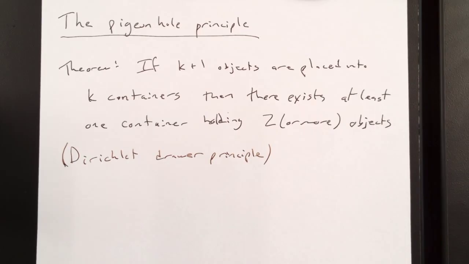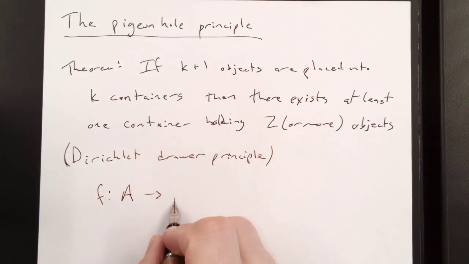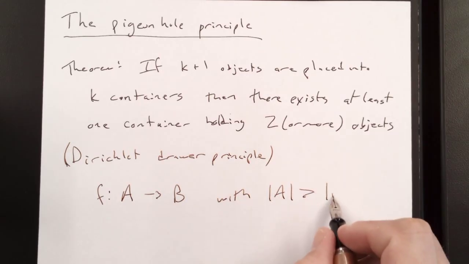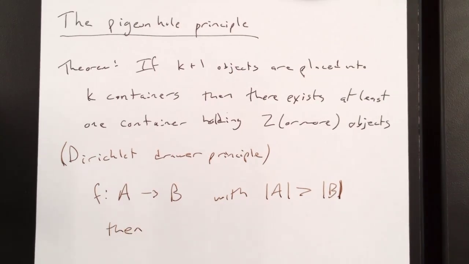We've used this before. If I have a function f from A to B, and I know the cardinality of A is strictly larger than the cardinality of B, what do I know about this function? At least one object in the range gets doubled up on.